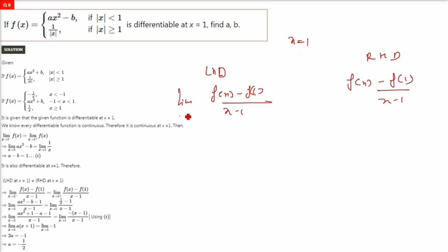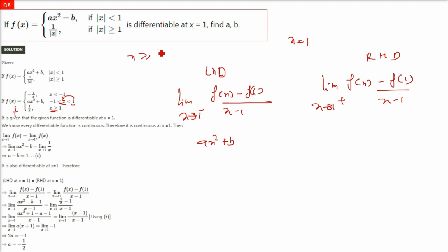So we have limit x tends to 1, you can say 1 plus and 1 minus. So for LHD you write 1 minus, for RHD you write 1 plus. When you go below 1, what is there? Minus 1 to 1, it is ax square plus b. When you go above 1, you have to use 1 by x. So we will use 1 by x here, right?